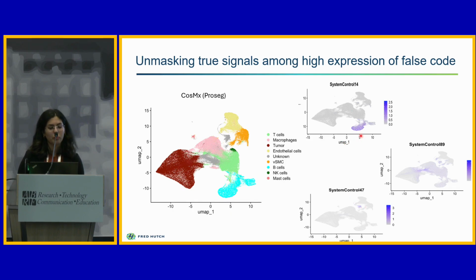Because I also want to bring your attention to this cluster, which is the B cells, but it also overexpressed the system control 14. So apparently whatever code sequence they put there, it was similar to what they have for the IgG genes or bank genes and all of those.